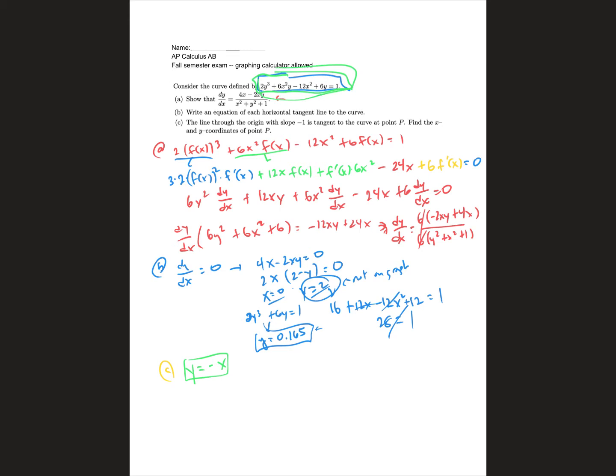So I want to replace all the y's with negative x. If I do that in the original problem, that's 2 times negative x cubed, so that's negative 2x cubed. And then 6 times x squared times negative x. And then minus 12x squared plus 6 times negative x equals 1. And I would combine those like terms and then use my calculator to solve that.